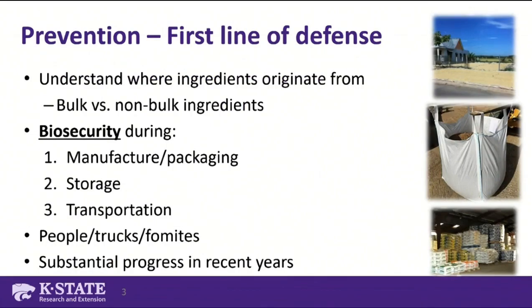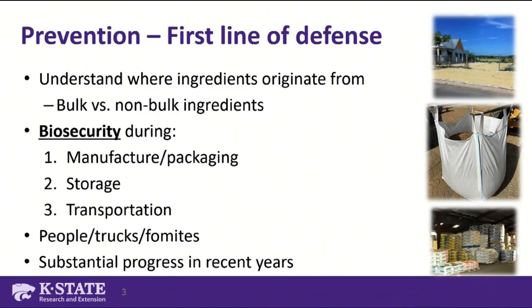So to begin with, I think it's really important to focus on the prevention point. That is our first line of defense. And really that involves where do our different ingredients come from. Non-bulk ingredients, so bags or 1 metric ton totes, it's fairly easy to understand the dynamic within where those come from and how they're processed. It gets a lot more complicated with bulk ingredients. But really, when understanding those raw materials coming into the feed mill, we need to understand the biosecurity during manufacture and packaging, storage, as well as the transportation of those products to us as the end user.